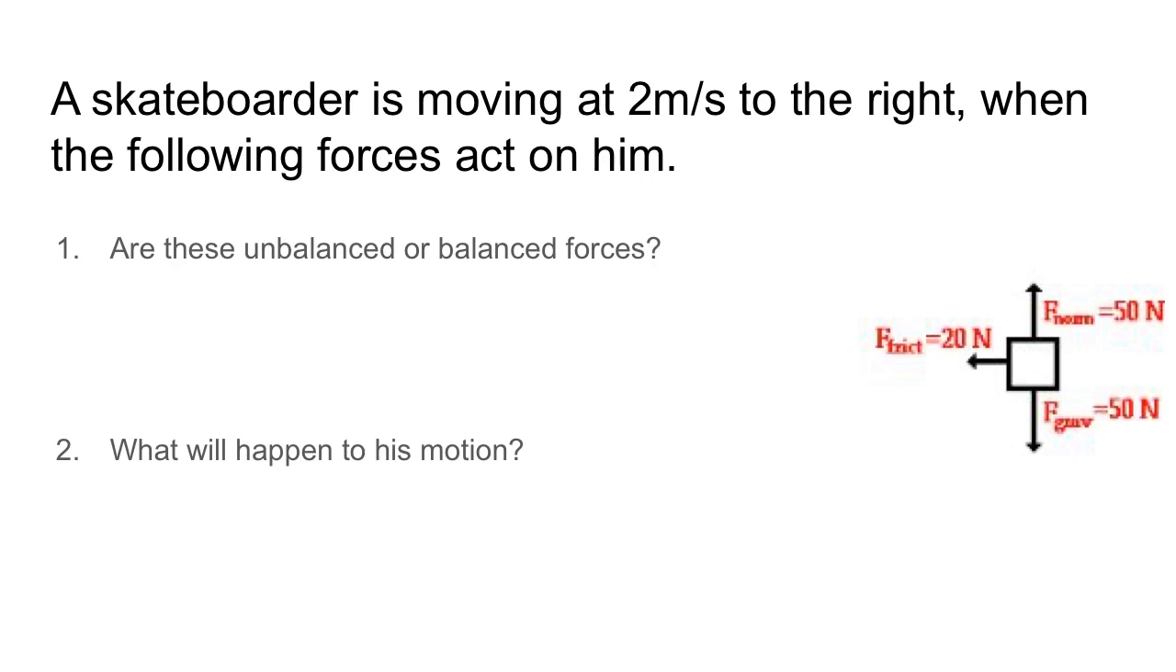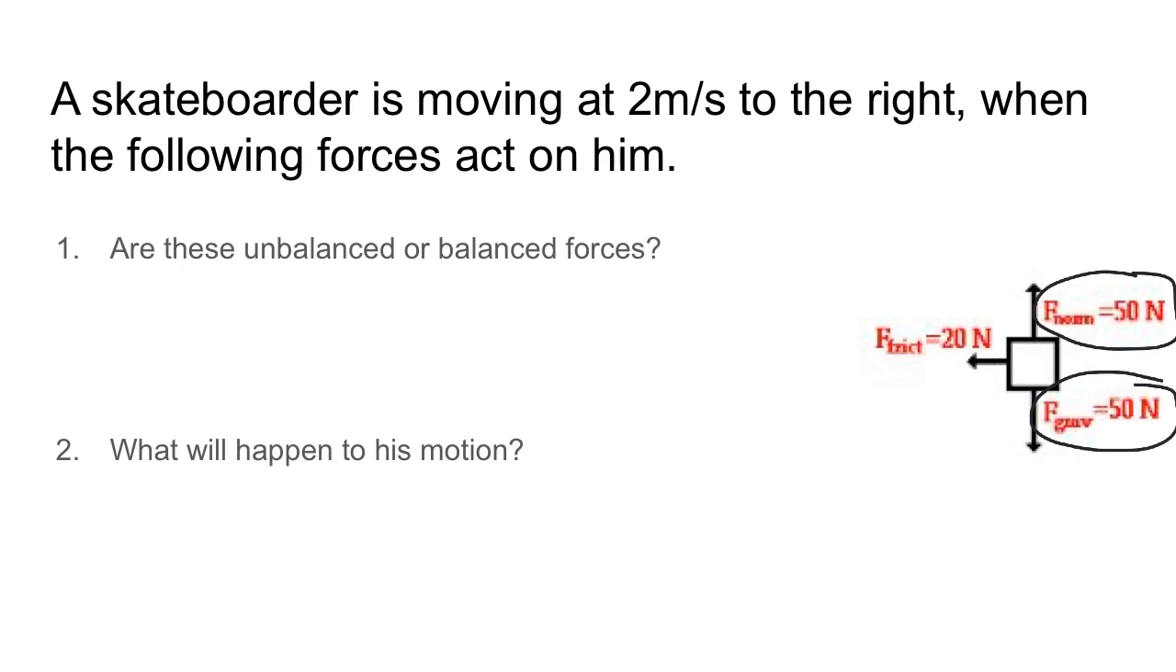And in this problem, we have a skateboarder moving at 2 meters per second to the right, when the following forces are acting on him. Are these unbalanced or balanced forces? And so we look at these. Remember, we've got to keep our up and down, our verticals, in mind. We've got to remember that those are going to affect each other, right?